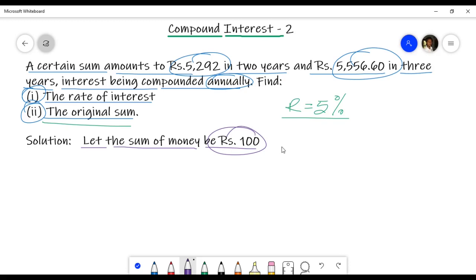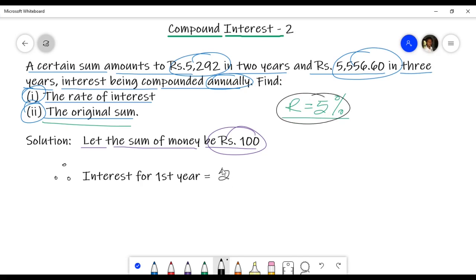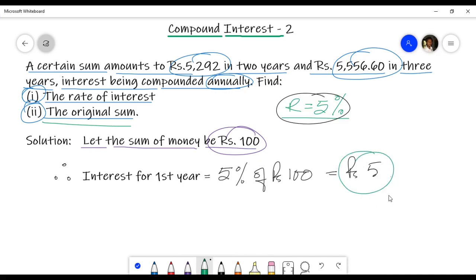Let the sum of money be rupees 100. The interest for the first year will be, remember we found 5%, so we'll use that 5%. So the interest for the first year will be 5% of the principal. Principal we have taken as 100. And so when you calculate it, 5% of 100 will be 5 rupees. So 5 rupees is the interest for the first year, taking rupees 100 as the sum of money.